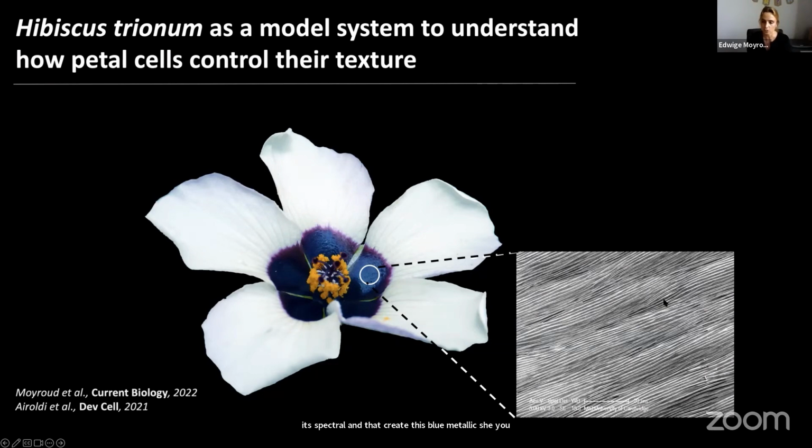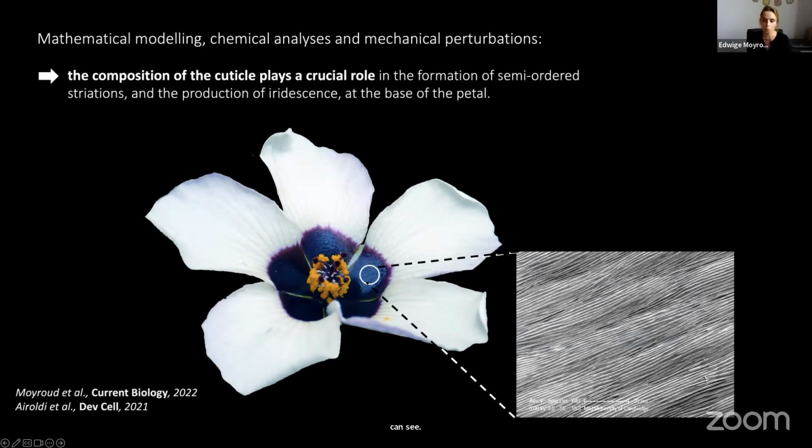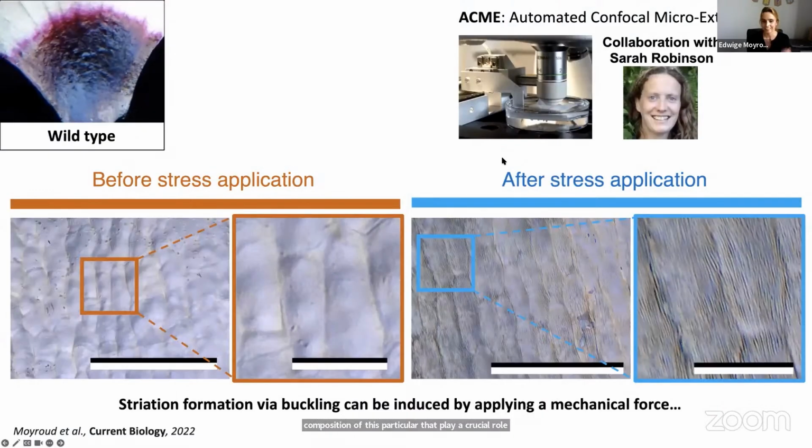And to cut a long story short, what we found recently is that by combining mathematical modeling with chemical analysis and mechanical perturbation, it's really the composition of the cuticle, the chemical composition of this cuticle, that plays a crucial role in restricting the formation of the striation to the base of the petal. So we were able to induce the formation of this striation on the surface of petals that have not striated yet, simply by stretching the petal and applying a mechanical force to them.